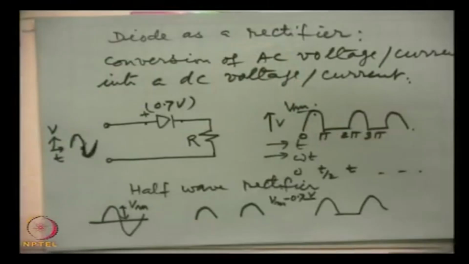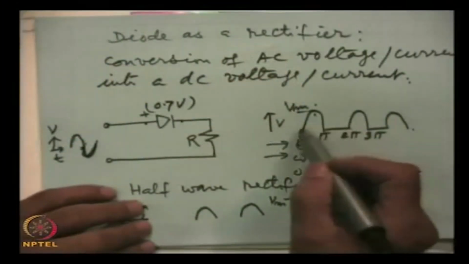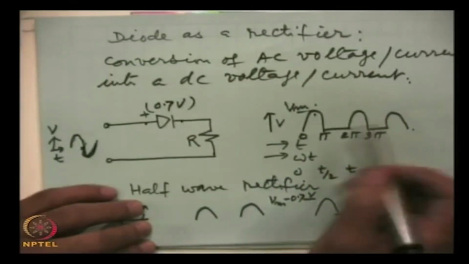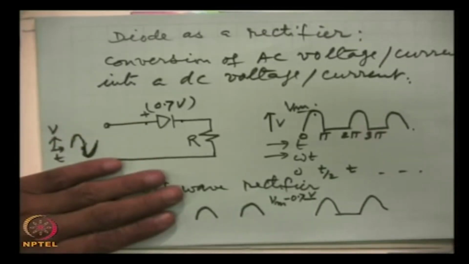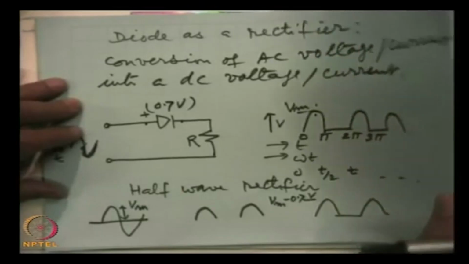So, this is half wave rectification, not of much practical use, because it will have a very high portion of ripple. Ripple is the fraction of AC in the total DC. So, there is a large portion of AC also here. So, this half wave rectifier is not of much practical value. If we use 2 diodes, then we get what we call a full wave rectifier.